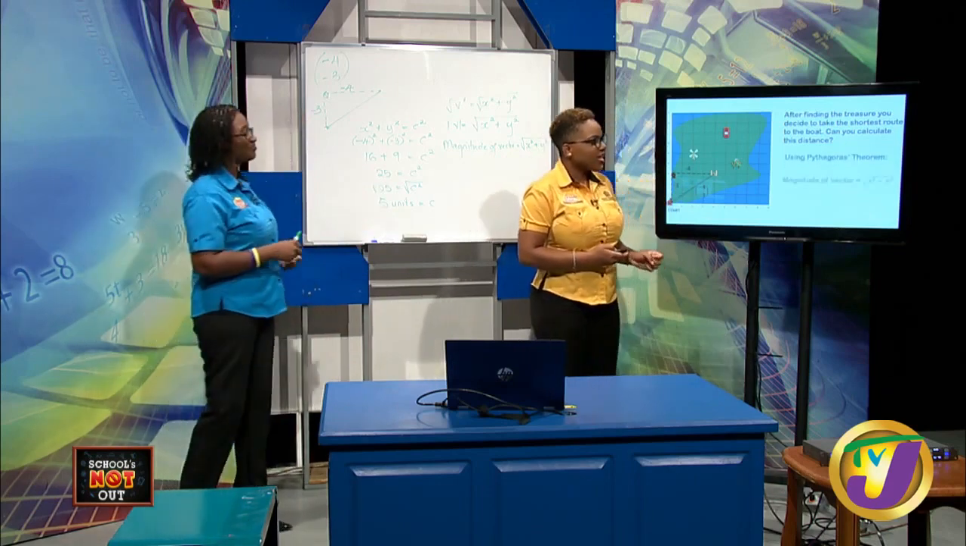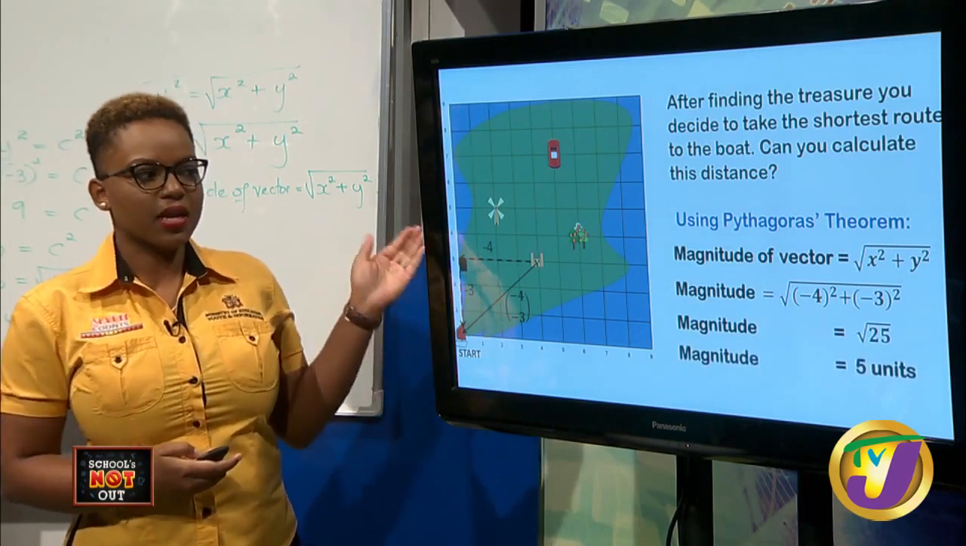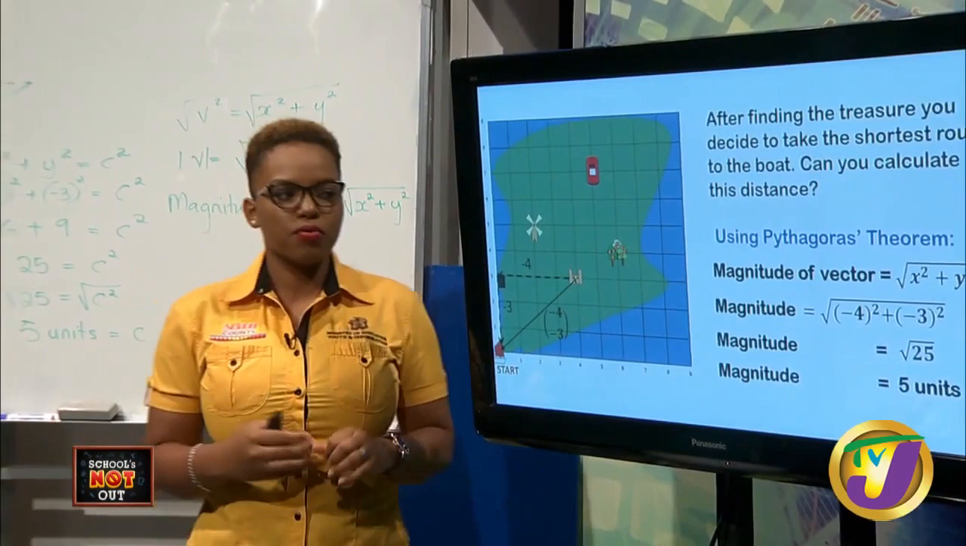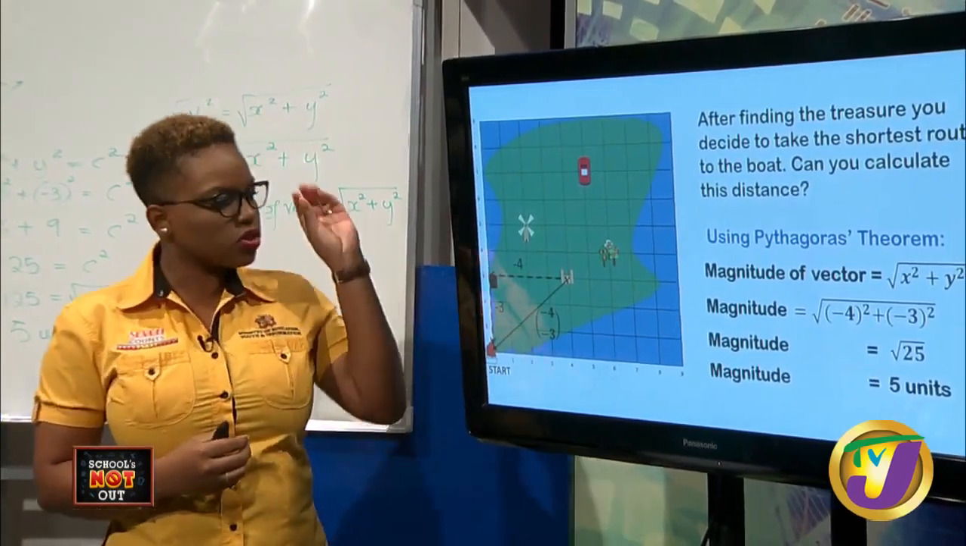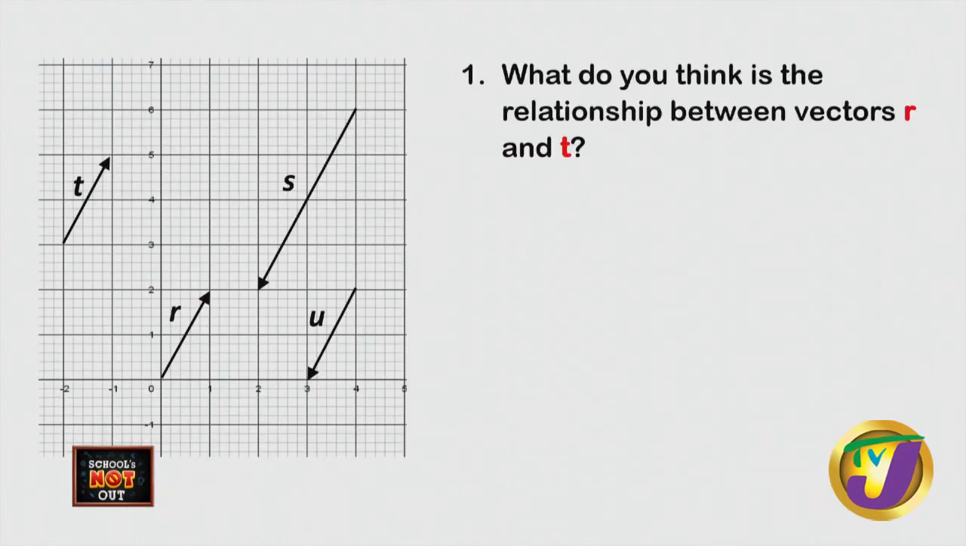As you would have said rightly, my dear, when we're talking about the magnitude of a vector, it is indeed the square root of the sum of the X component squared plus the Y component squared. And in this case, it was -4 and -3. All right. So I think we can move on now.